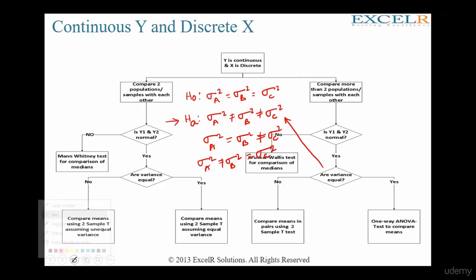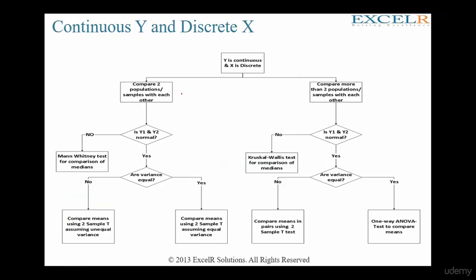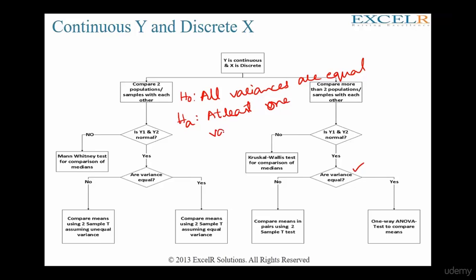Hence, when you write null and alternate hypothesis for this variance test, you write it in this way. All variances are equal. Alternate hypothesis says at least one variance is different.